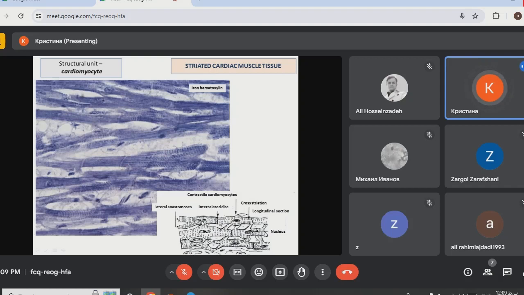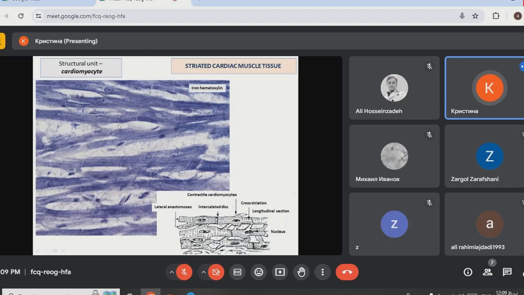The cell nucleus is usually one, maybe two cell nuclei for one cardiomyocyte. So the nucleus is located in the middle portion of the cell, just in the center of the cell. So here you can see the nucleus in the center of the cardiomyocyte. So these are the features of cardiac muscle tissue. We have here cells separated with intercalated discs. The cardiomyocytes are branching with lateral anastomoses. And feature number three, the location of the nucleus. The nucleus is located in the center.